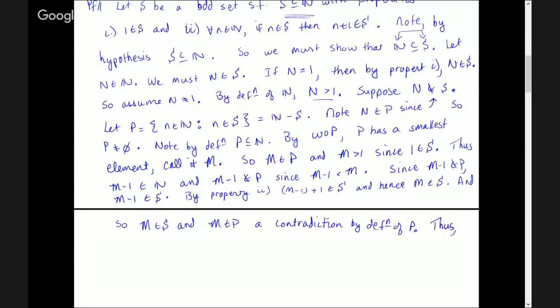So what is our conclusion? Thus, our capital N has to be in S, because remember, all of this started by saying, suppose N is bigger than 1 and N is not in S. Thus, N is an element of S. And so I have the naturals as a subset of S. Since S is a subset of the naturals, and the naturals is a subset of S, we have that S is equal to the naturals as desired.